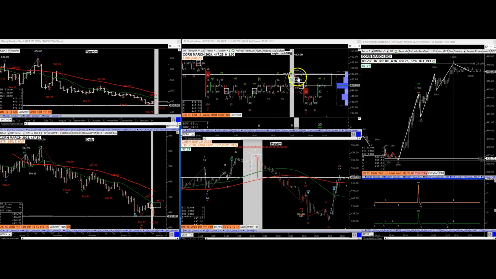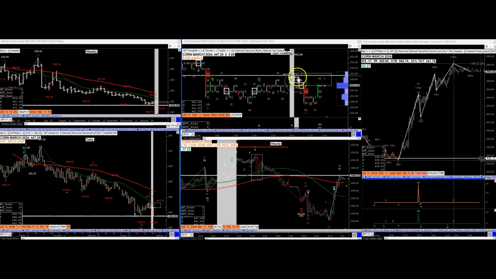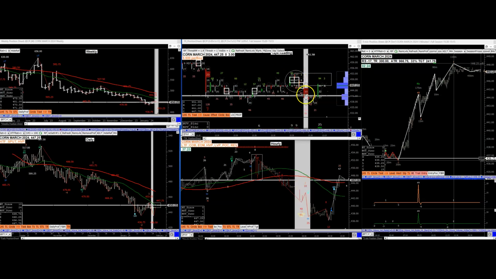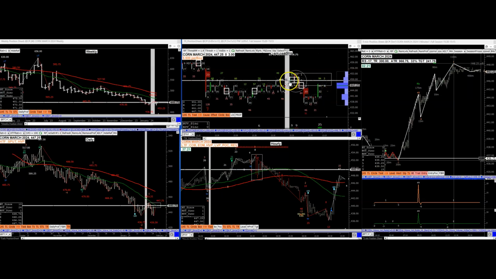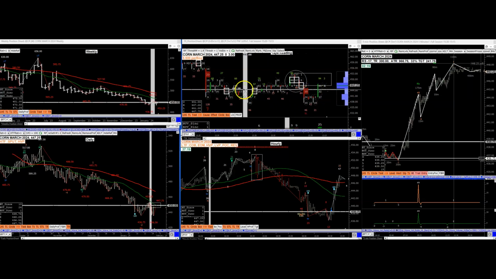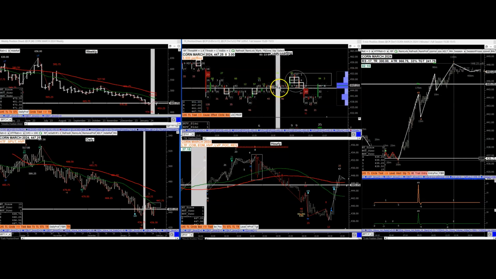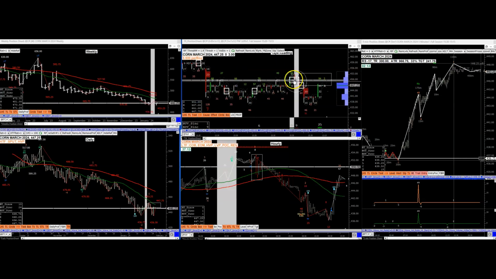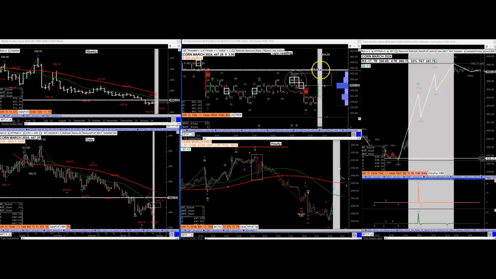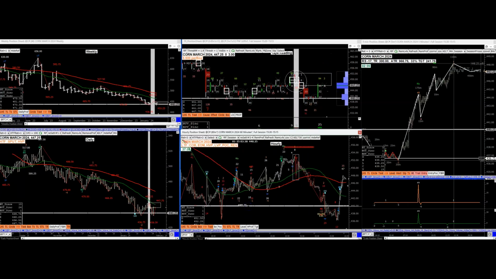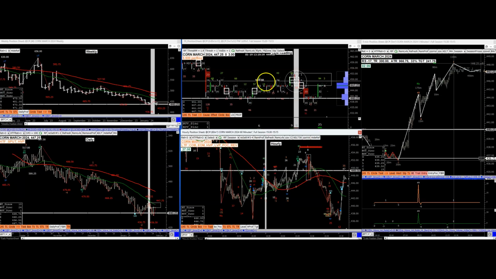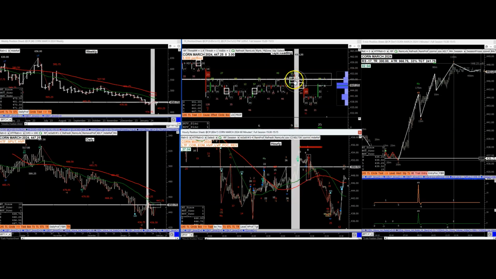meaning this is distributive action. Right here you have distribution, you have a break, now you have a pullback into that area. Now the only thing that concerns me is there's some base over here, and a lot of times they base the spring and then rally back up. So I'm not sure if this is that situation. To me, it looks like distribution.